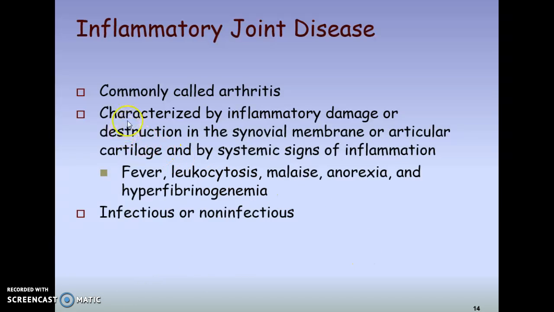It is characterized by inflammatory damage or destruction within the synovial membrane or the articular cartilage, and then there are systemic signs of inflammation. So this is body-wide. You can develop fever, leukocytosis, malaise, anorexia, hyperfibrinogenemia, and the beginning of this process can be either infectious or non-infectious. Either way, this inflammatory process begins.